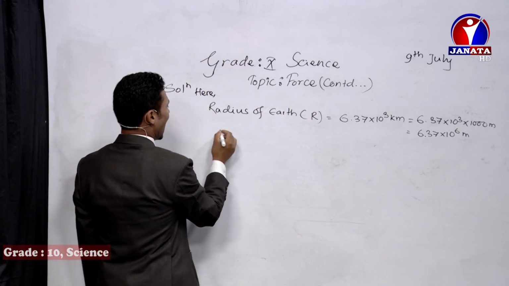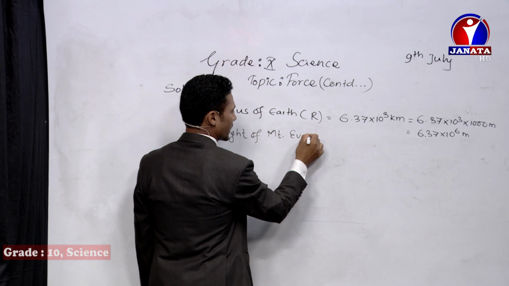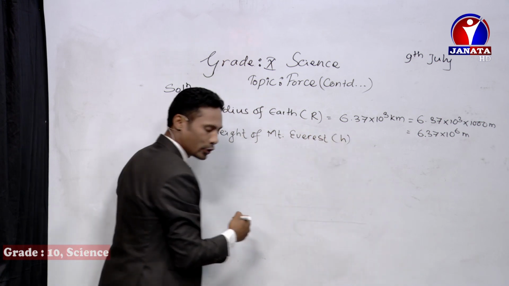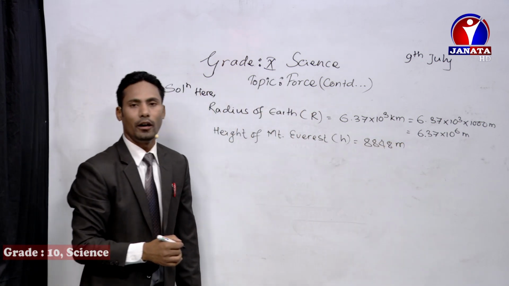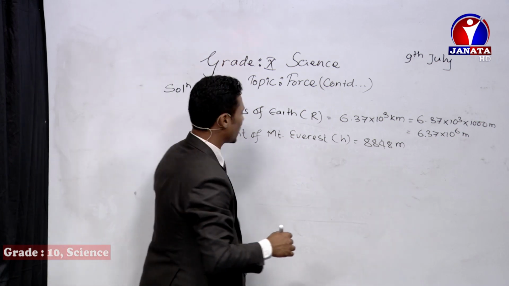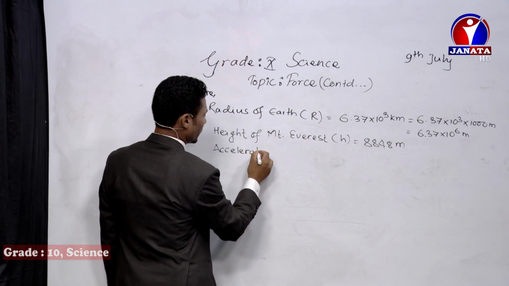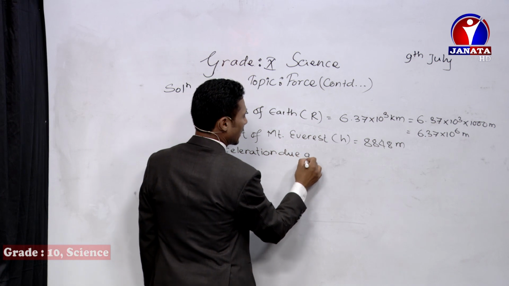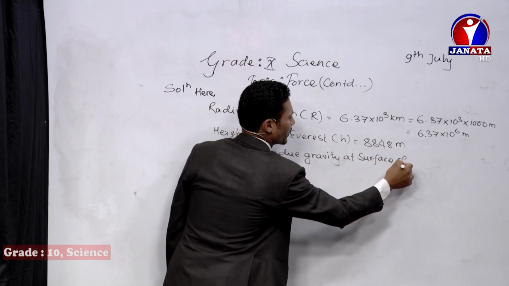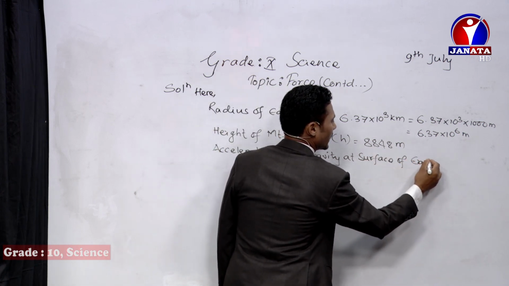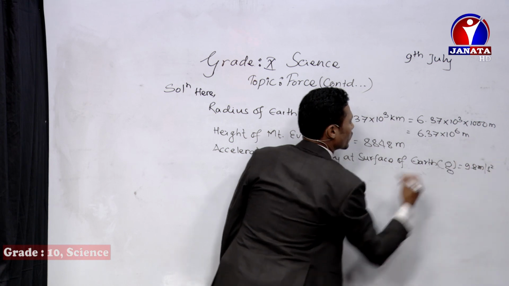And next given over there is the height of Mount Everest. The symbol is small h. There is given 8848 meter, the height of Mount Everest, right? Similarly, one more component is given over there: acceleration due to gravity at the surface of Earth. It is also given, so at the surface of Earth, g equals 9.8 meter per second square, right?